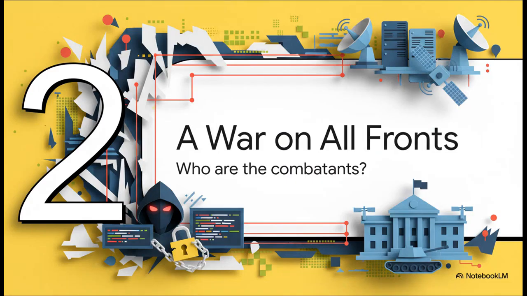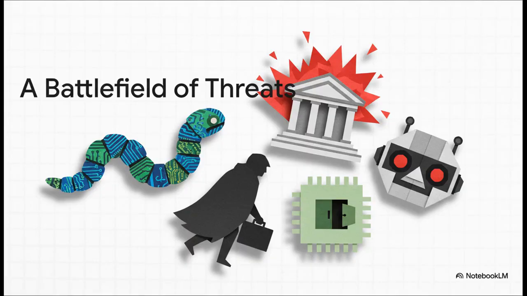So, if we're in a war, who are we actually fighting against? Well, that's the tricky part. It's not one single enemy with a clear flag. This is a battle being fought on all fronts by a whole bunch of different players with completely different motivations. The battlefield is just huge. We're talking about everything from these self-replicating software worms and sophisticated state-sponsored attacks to plain old corporate espionage. The threat even goes all the way down to the hardware itself. And now it even includes malicious AI agents.